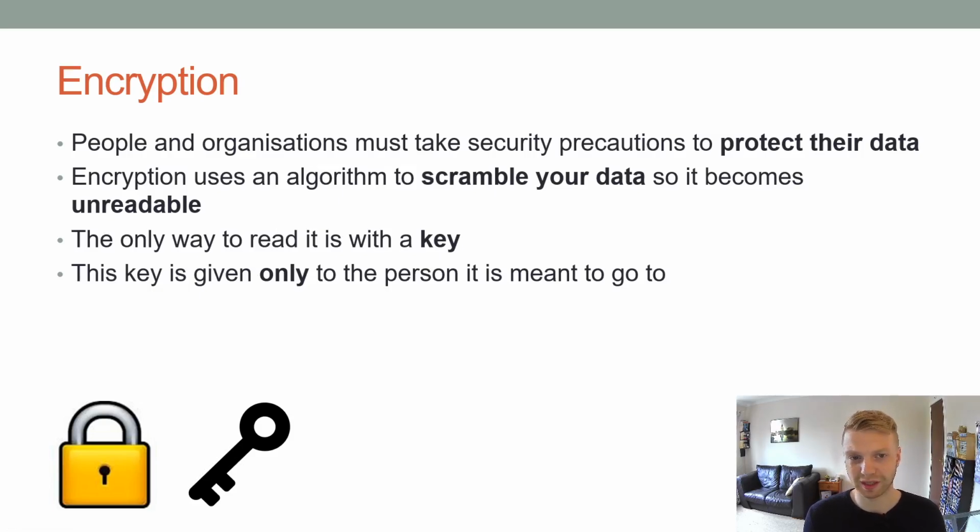What is encryption? You just say it's used to protect data. It scrambles your data to protect it and make it unreadable, and you need a key to access it. That's 2 marks.